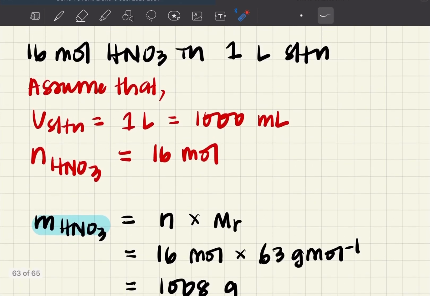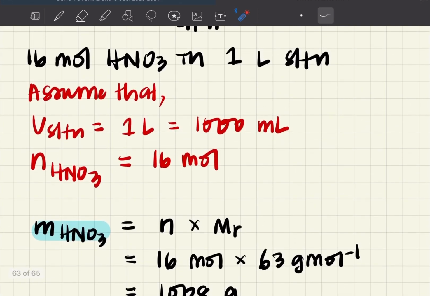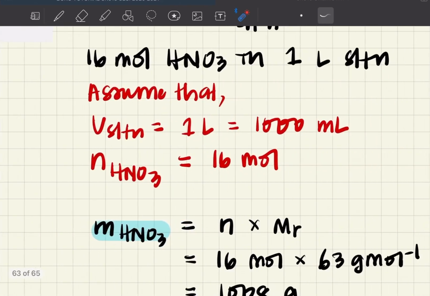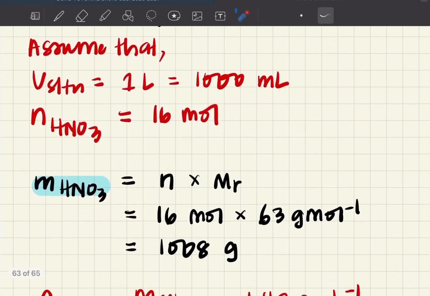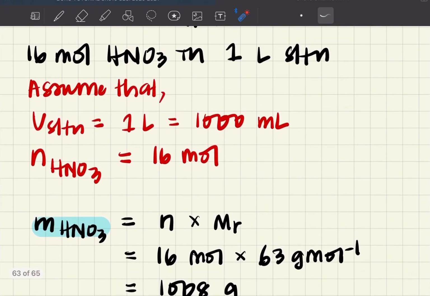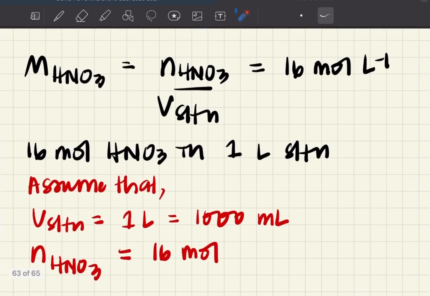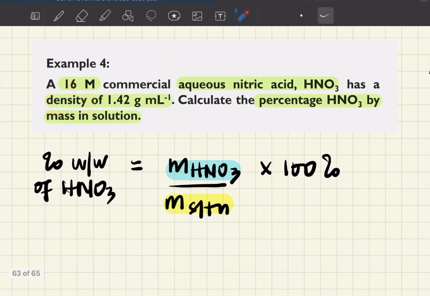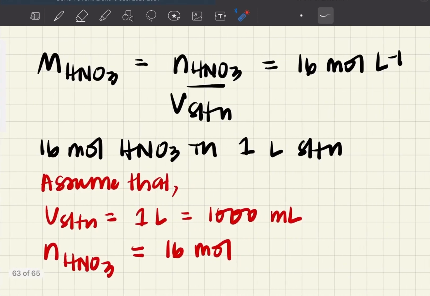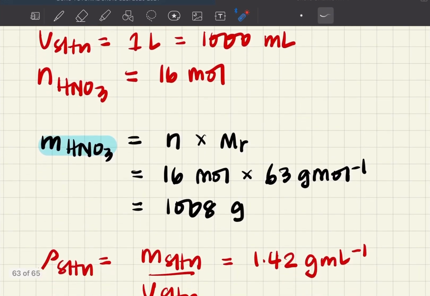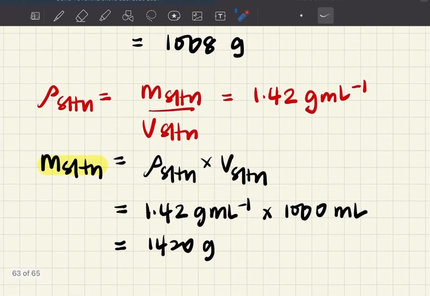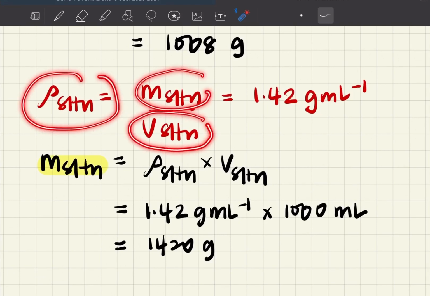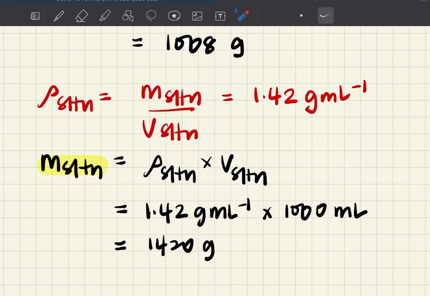Next, you want to find the mass of solution. So mass of solution, kita akan guna apa? Since we already have the volume of solution, tadi dia ada berikan apa? Density kan? So that means that you are going to use the density formula to find the mass of solution. Ingat. Volume solution dengan mass of solution dengan density of solution berkait, jadi kita gunakanlah formula ini sebaik mungkin.